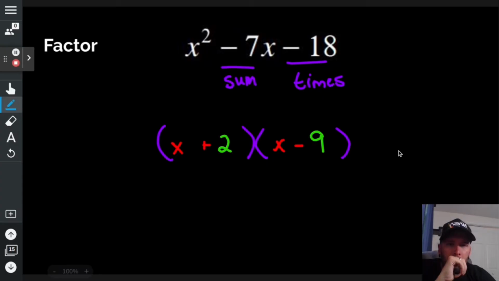So if I were to check my work and FOIL this out, x times x is x squared. x times negative 9 is negative 9x. Plus 2x, negative 9x plus 2x is negative 7x, and 2 times negative 9 is negative 18. Hooray!